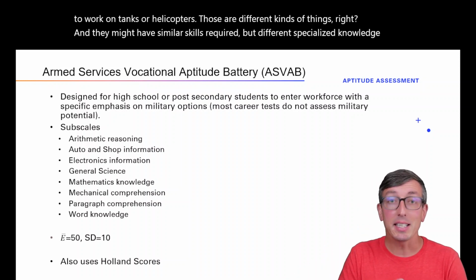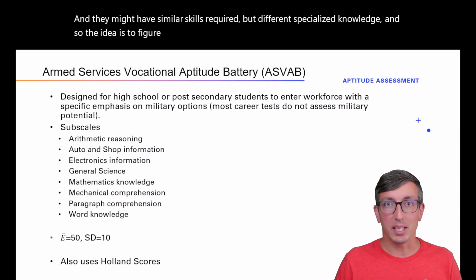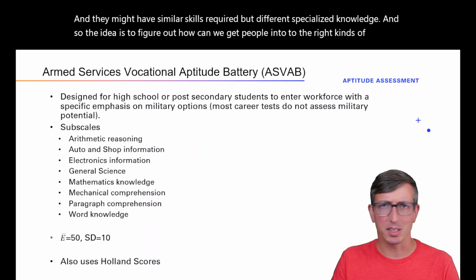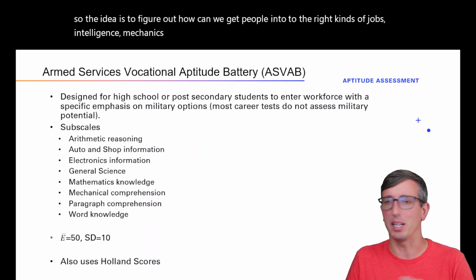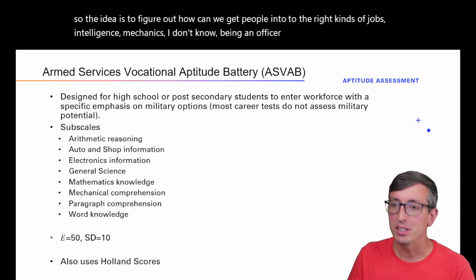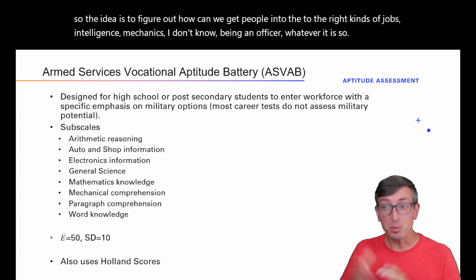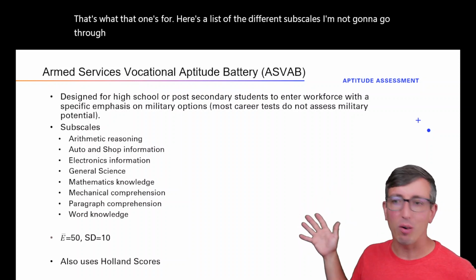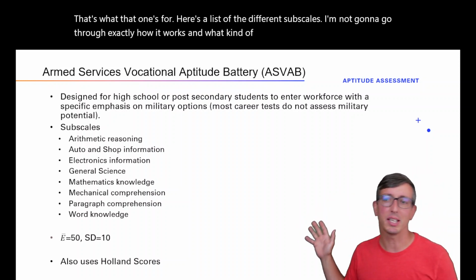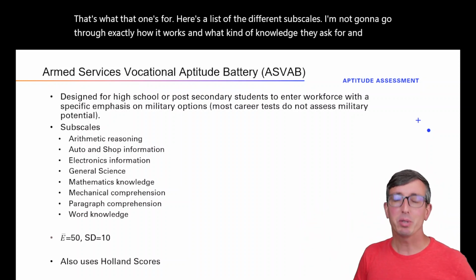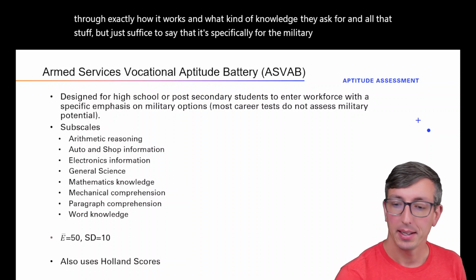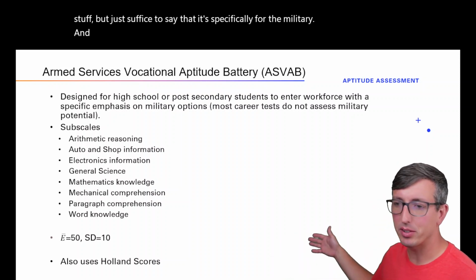And so the idea is to figure out how we can get people into the right kinds of jobs: intelligence, mechanics, I don't know, being an officer, whatever it is. So that's what that one's for. Here's a list of the different subscales. I'm not going to go through exactly how it works and what kind of knowledge they ask for, but suffice to say that it's specifically for the military. And there's some other stuff in here too.